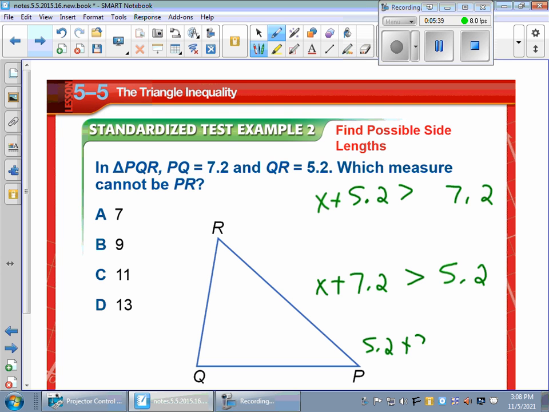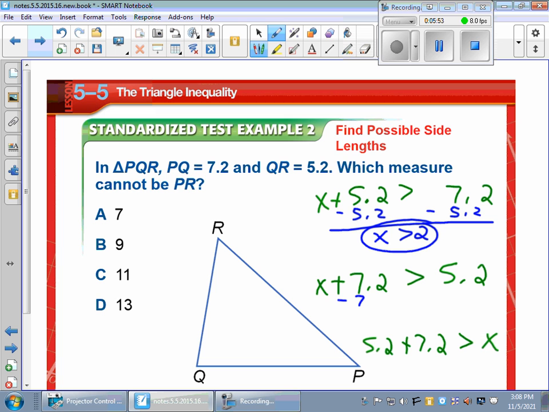5.2 plus 7.2 has to be greater than X. Okay, so then how would we add these? Subtract over the 5.2, so I have X is greater than 2. If I subtract over the 7.2, I have that X is greater than a negative 2. That one doesn't work. We can't have a negative.